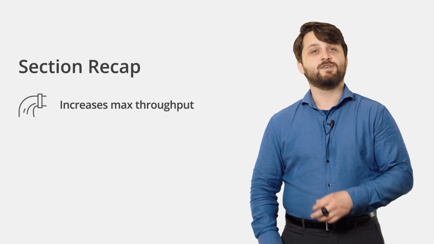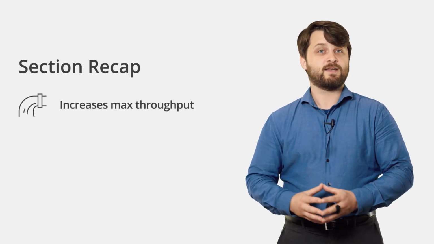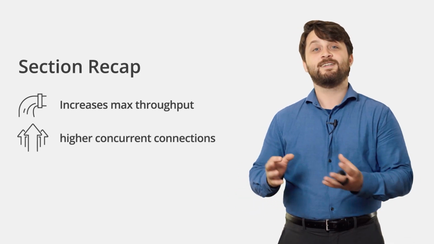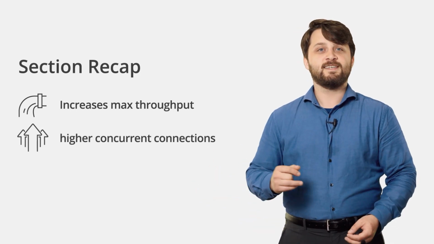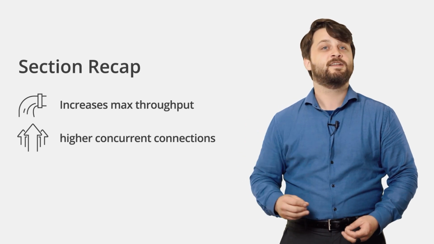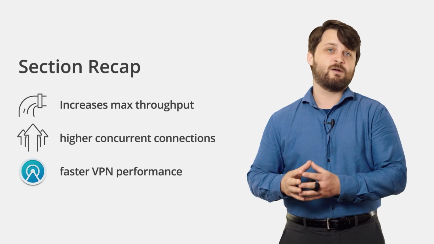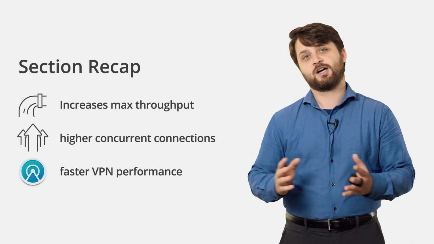Now, SRM 1.3 brings several optimizations to this environment. First off, you get increased max throughput by upgrading to SRM 1.3 and even higher concurrent connections, with even the RT2600AC, for example, seeing up to 92% increase in connections per second. Also, there's faster VPN performance in SRM 1.3 with the introduction of the ChaCha Cipher Suite.